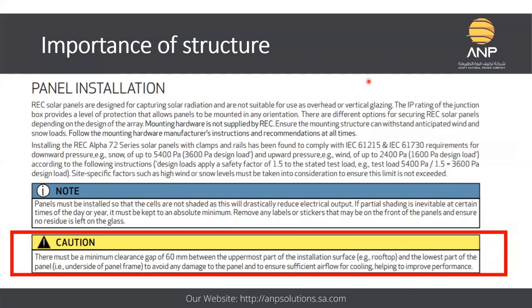As I told you, while designing the solar module mounting structure, you have to read the guidelines provided by the solar PV module manufacturer. This is one guideline given by REC, a solar PV module manufacturer. They say there must be a 60 mm gap between the upmost part of the installation surface, the mounting structure, and the low level of the solar PV module and the roof. So you have to maintain at least a 60 mm gap.